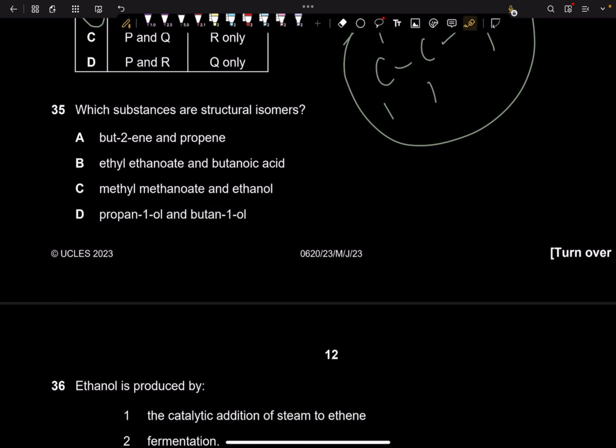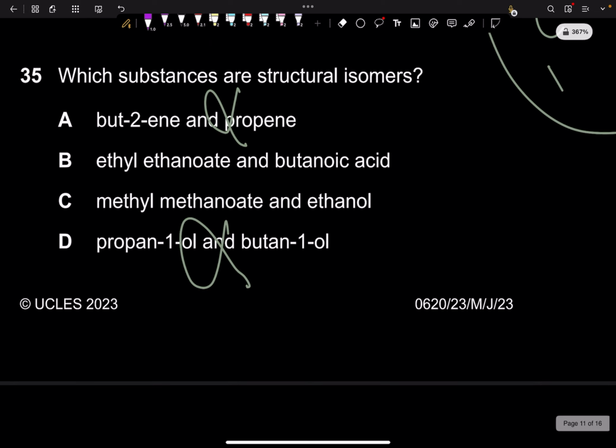Okay, moving on. Which substances are structural isomers? Butene and propene, no. Ethyl ethanoate and butanoic acid. Acha, this might be. Methyl methanoate and ethanol. Okay, this might be. Propan-1-ol and butan-1-ol. This is incorrect. Option 1 is incorrect. And option 2 is incorrect. Option D is incorrect. We need to check for this. Acha.